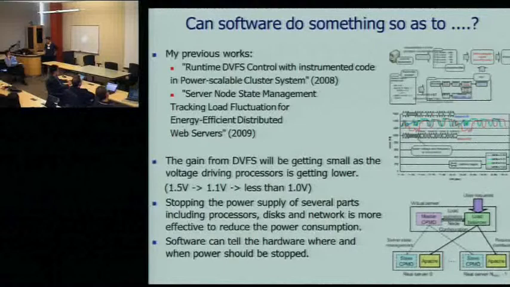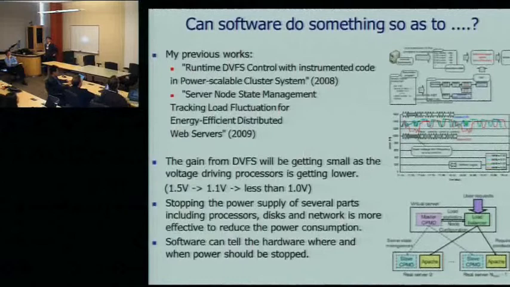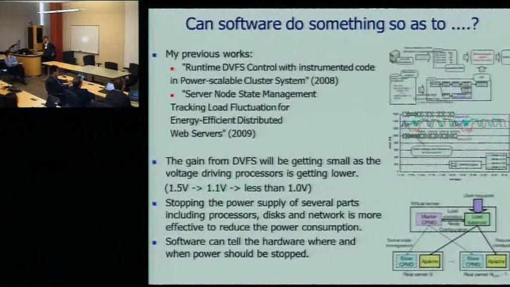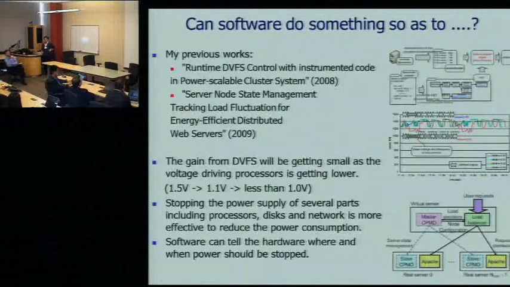Almost 5 years ago, I was working on power consumption and power management. One idea was that we designed software to control power consumption by defining the range of the program segment with instrumented code, and that instrumented code controls the power consumption using runtime information or the profile. Another thing is that we designed a web server system to optimize the number of servers by looking at the load.